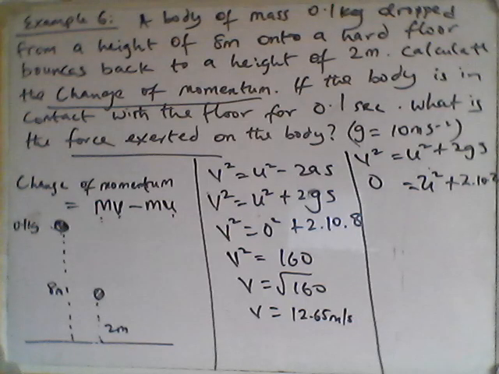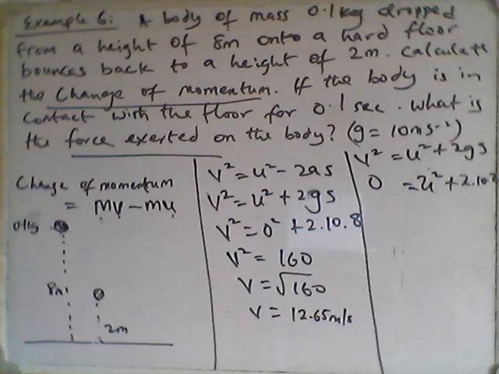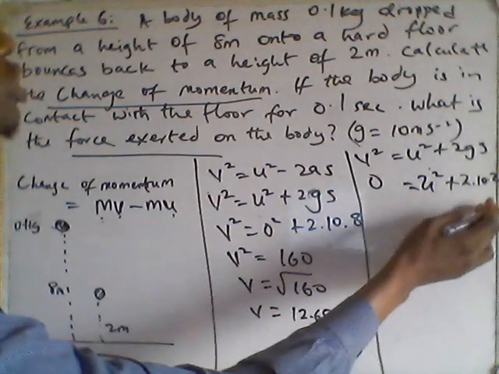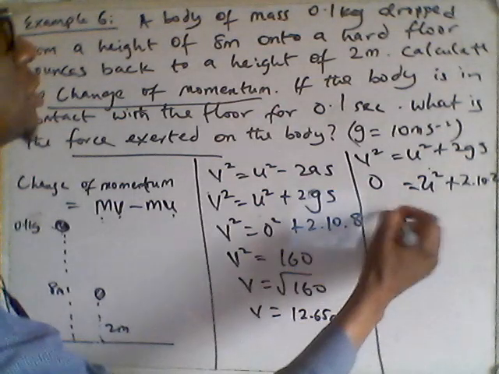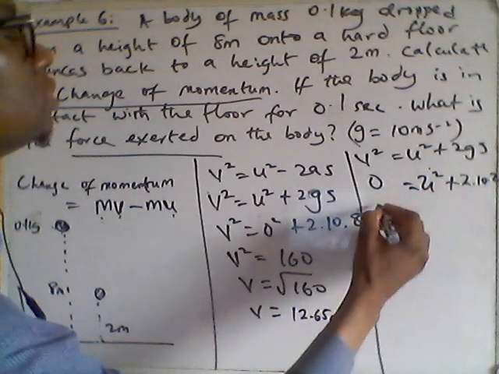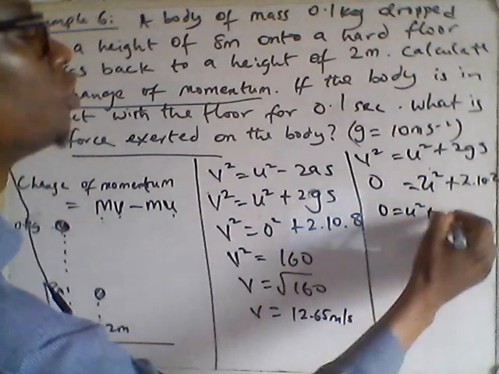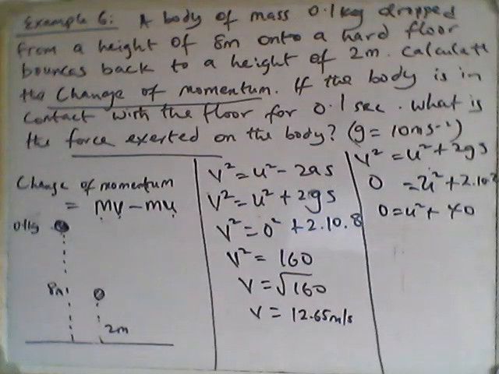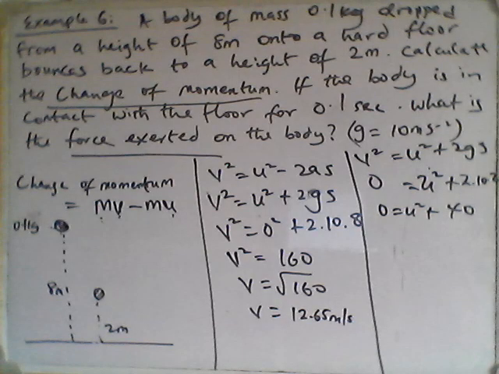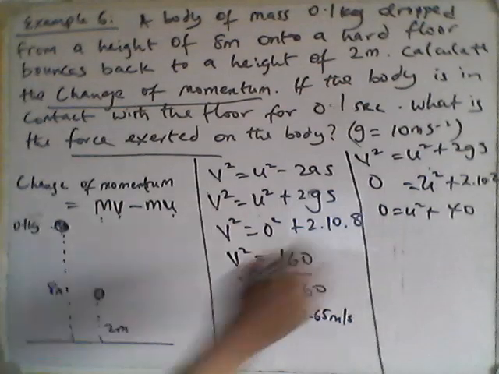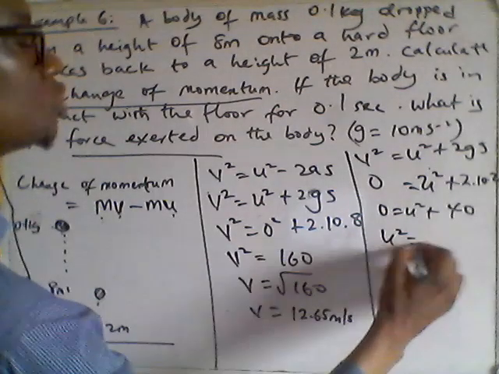So I'll quickly calculate. By the time I do the maths, of course, when this one goes this way, I have 0 is equal to u square plus 40. Okay, so at this point now, I'll be having the square root of 40. Okay, so u square is equal to 40.